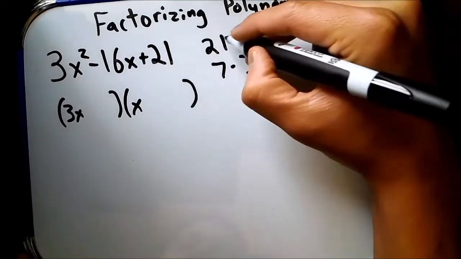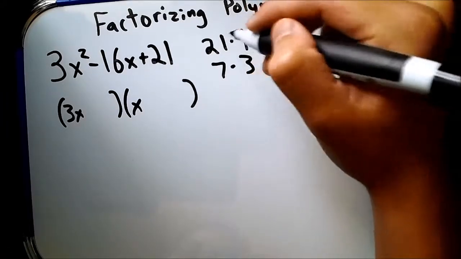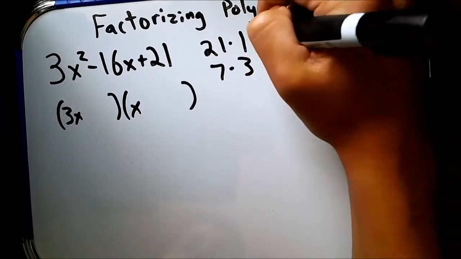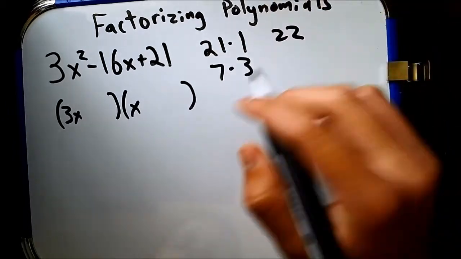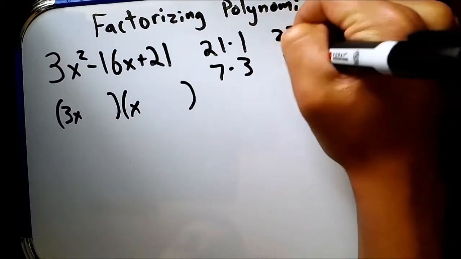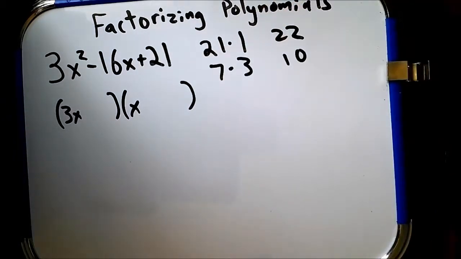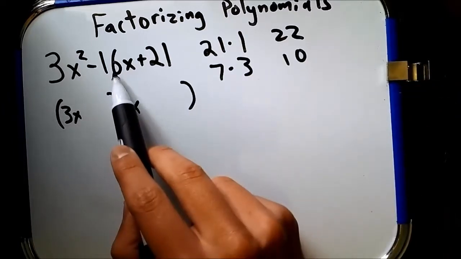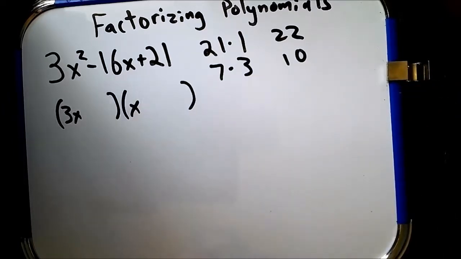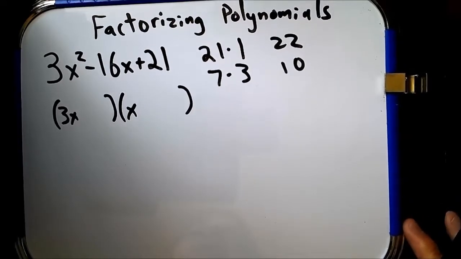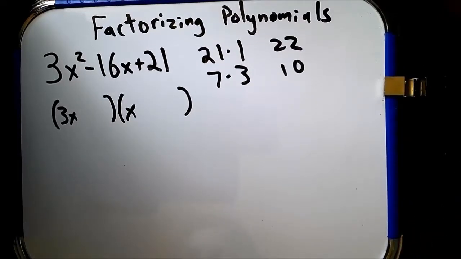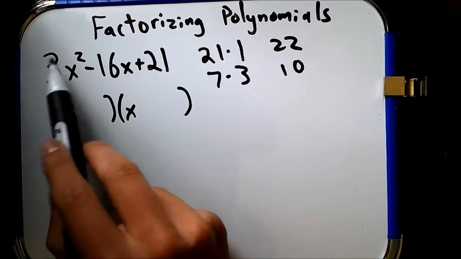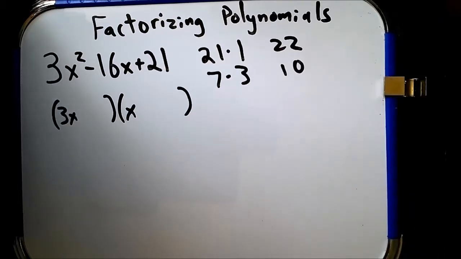Now 21 plus 1 is equal to 22. 7 plus 3 is equal to 10. So right now you can see that neither of those are equal to 16. And you might be thinking, well, you can't factor that, but you actually can. And the reason is because this 3 throws off these numbers.